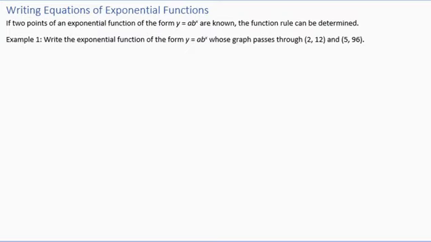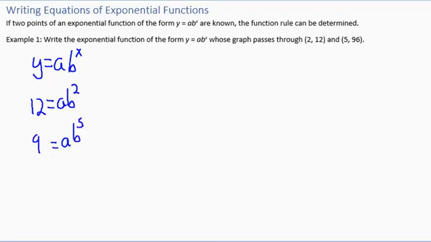Write the exponential function of the form y equals a times b to the x, whose graph passes through (2, 12) and (5, 96). Well, we know that it's in the form y equals a times b to the x. This goes through this point, where the x value is 2 and the y value is 12, so we can put that in here. And we can do that a second time for this point. The x value is 5, so we plug that in for x, and the y value is 96.